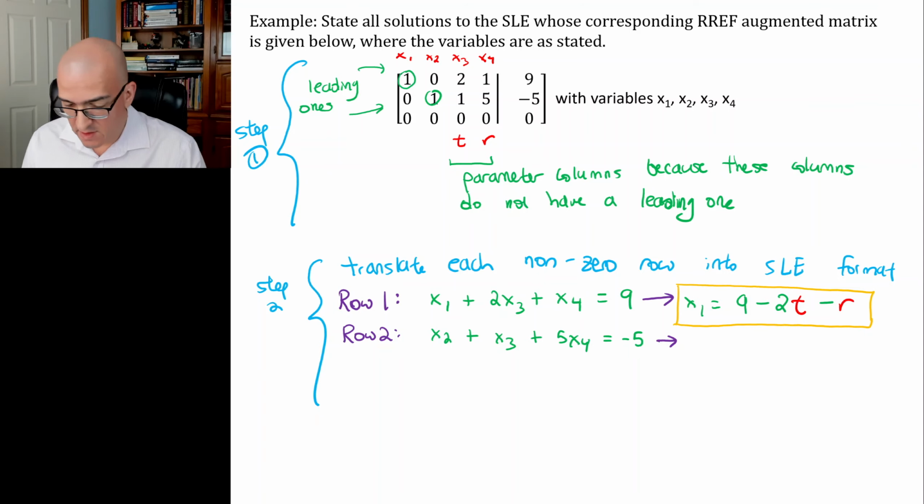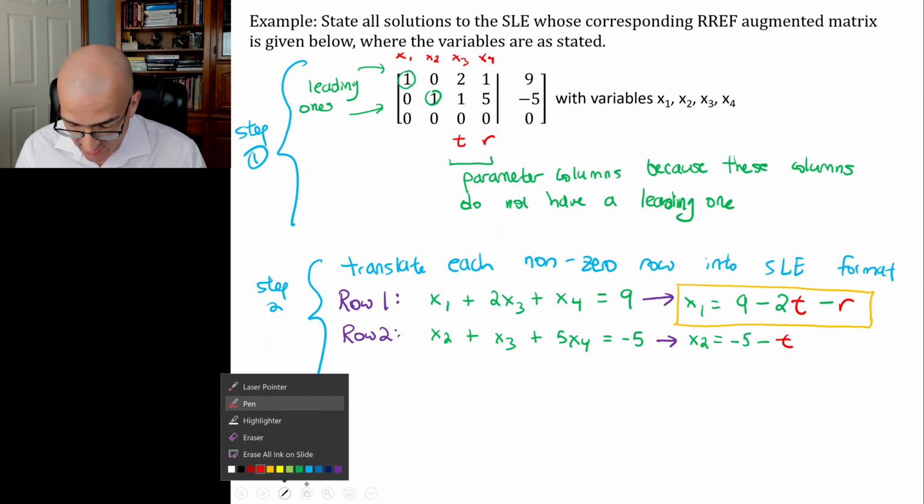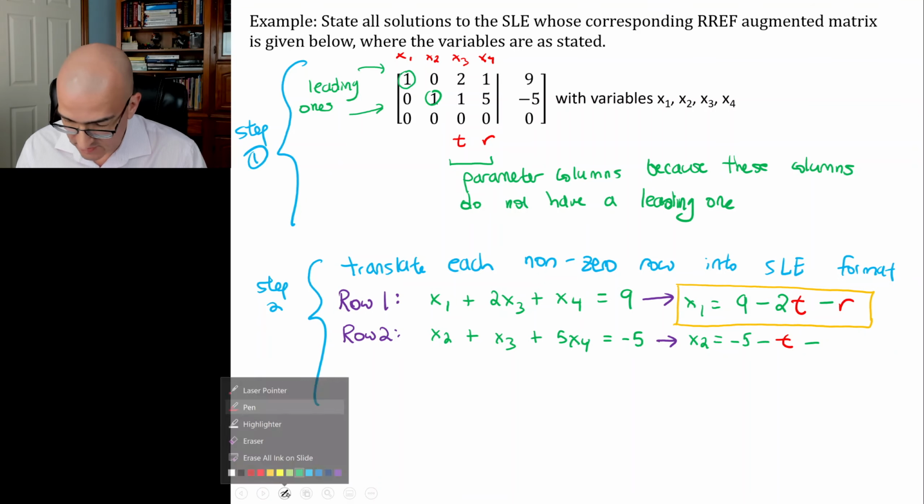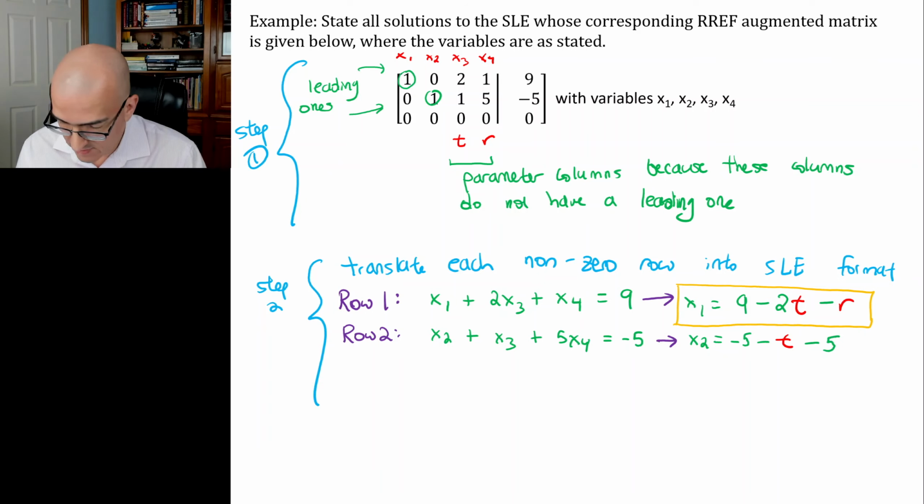So what happens here? I want to do something similar. I want to isolate for x2, and I'm going to rewrite it in terms of t and r. So x3, I'm going to subtract that from both sides and replace it with a t. And 5x4, I'm going to subtract that from both sides, and I'm going to replace that with an r, so minus 5 times r.